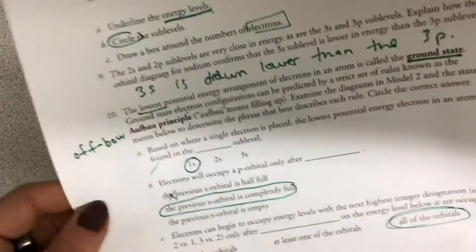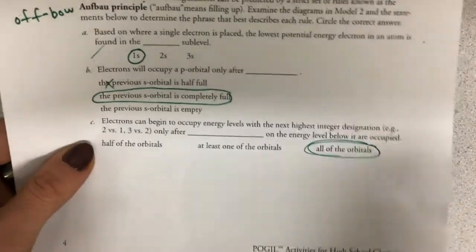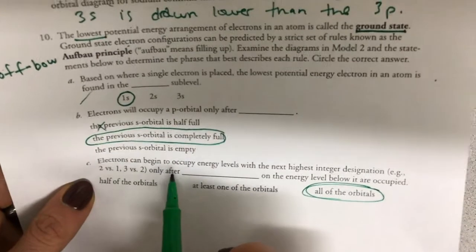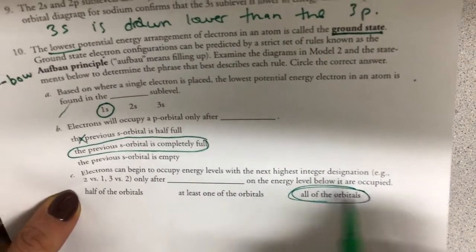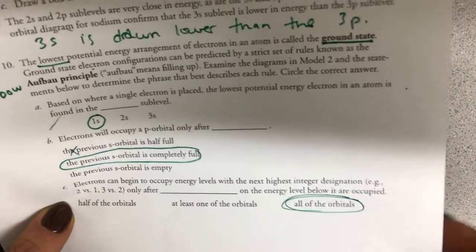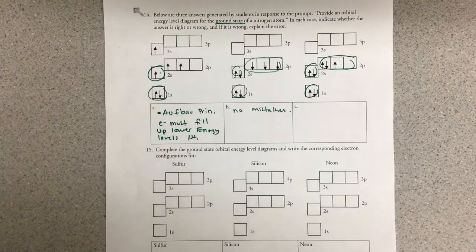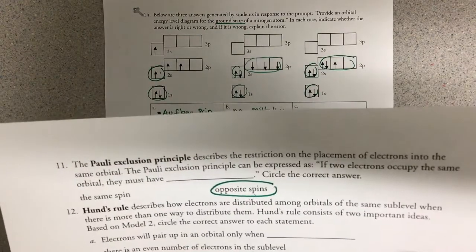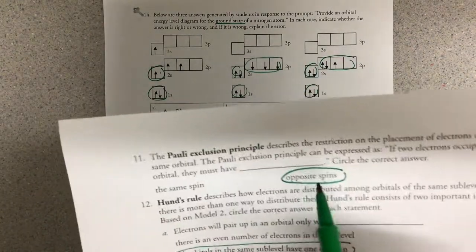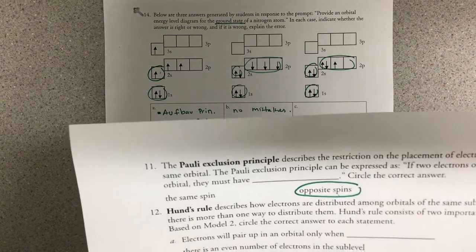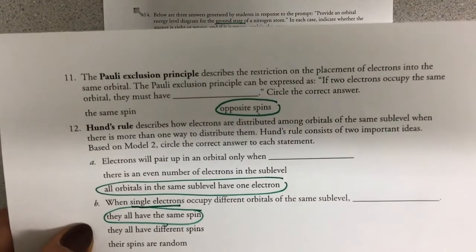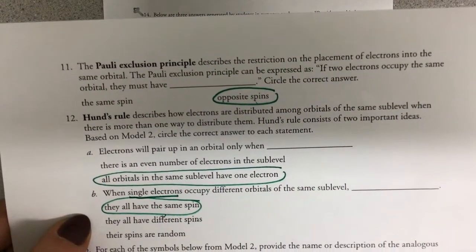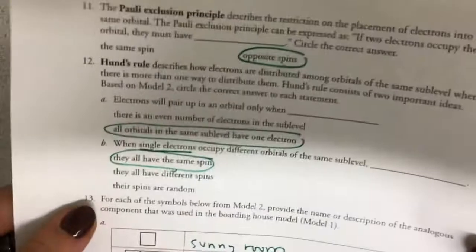I was looking for the right words for you guys. Electrons can begin to occupy energy levels with the next highest integer only after all of the orbitals on the energy level below are occupied. Oh, no, that's not right. Let's see. The Pauli exclusion principle describes the restrictions on the placement of electrons into the same orbital. It can be expressed as: if two electrons occupy the same orbital, they must have opposite spins. Okay, so that one is good. So yeah, it is Hund's rule.